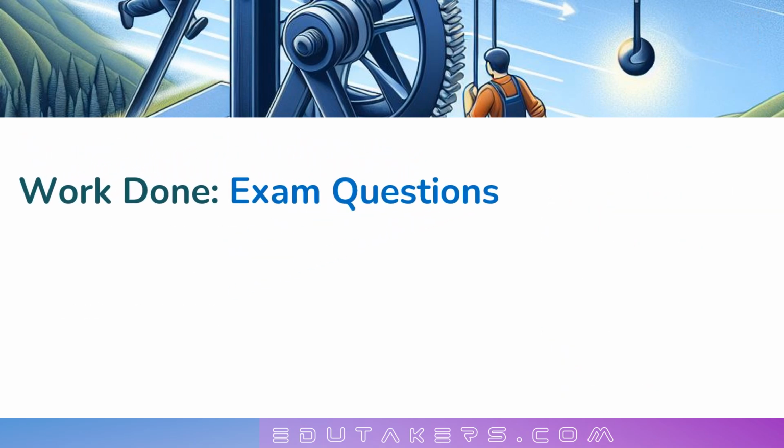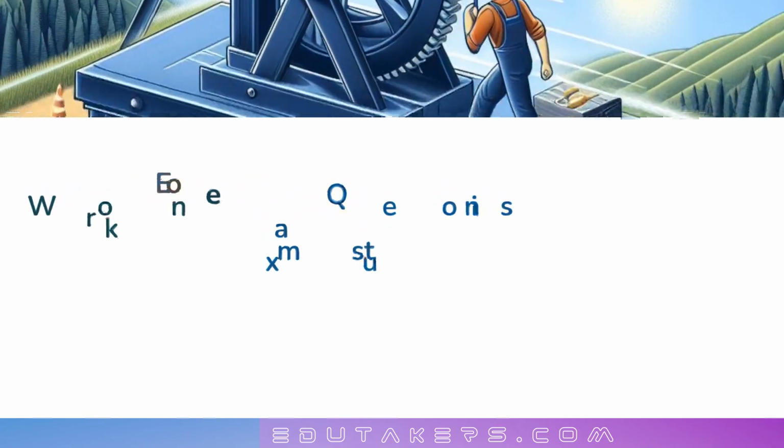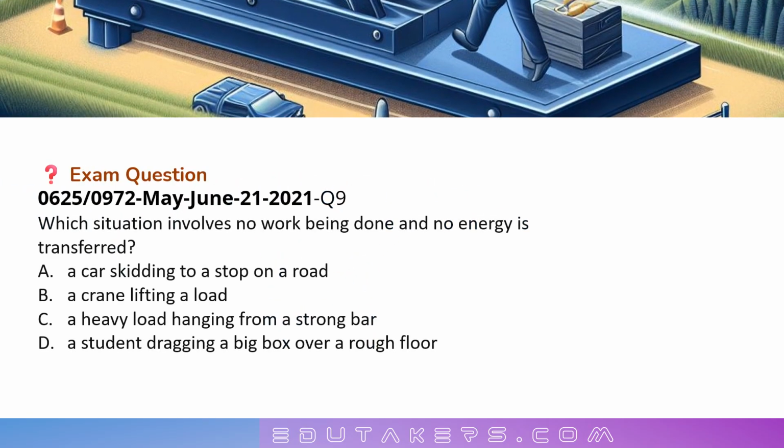Now let's look at some exam questions related to work done. Let's look at an exam question. Which situation involves no work being done and no energy is transferred? A. A car skidding to a stop on a road. B. A crane lifting a load. C. A heavy load hanging from a strong bar. D. A student dragging a big box over a rough floor. Try to figure out the correct answer.